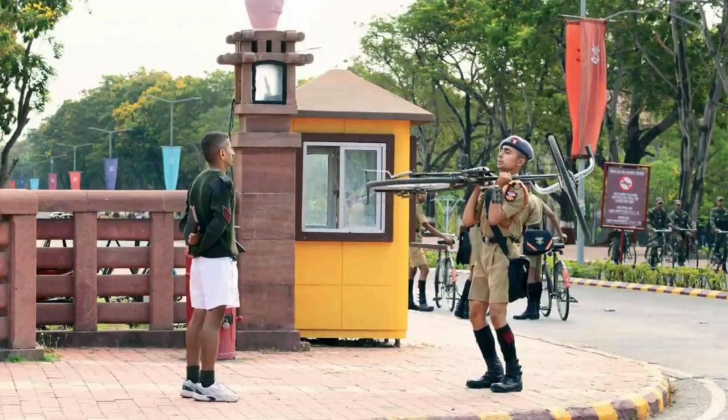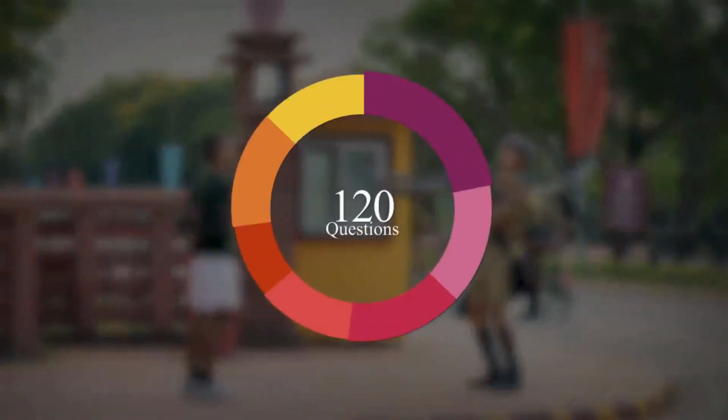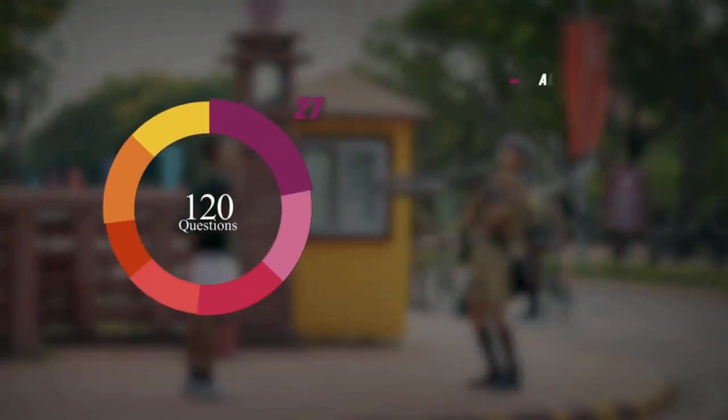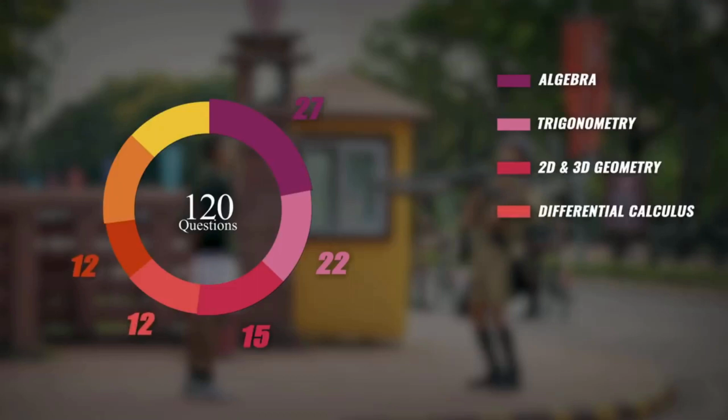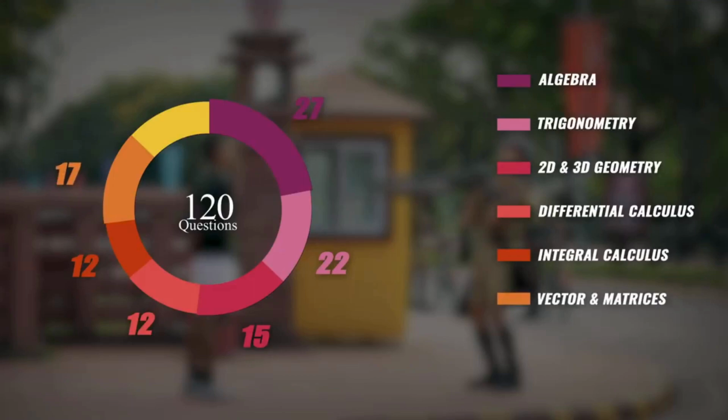There are a total of 120 questions in the math paper, of which 27 questions are from algebra, 22 from trigonometry, 15 from 2D 3D geometry, 12 questions from differential calculus, 12 from integral calculus and differential equations, 10 questions from matrix and determinants, 7 questions from vector algebra and 15 questions from statistics and probability.